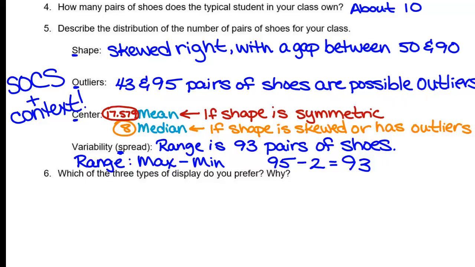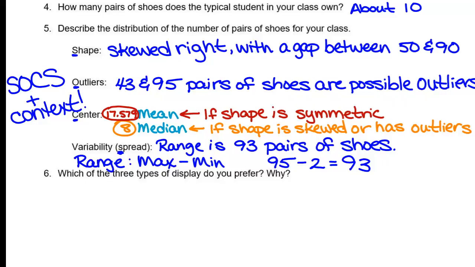All right, time for questions that have no wrong answers. Of the 3 types of data displays that I showed you guys how to do yesterday, which one do you prefer? Dot plot? Histogram. Does anybody like the stem plot best? Nope. All right, so those of you that chose dot plot, why do you like it the best? It's easy to look at. Easy to look at? Shows every exact data value, absolutely.